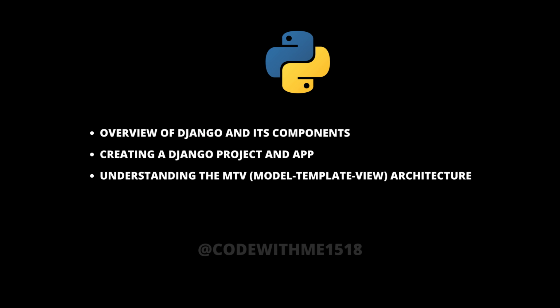Django is a high-level Python web framework that encourages rapid development and clean, pragmatic design. It's built by experienced developers to help you save time and effort in building web applications. Let's break down its main components. 1. Models represent the database schema and data structure. 2. Templates control how data is presented to the user. 3. Views contain the logic that handles user requests and returns responses.